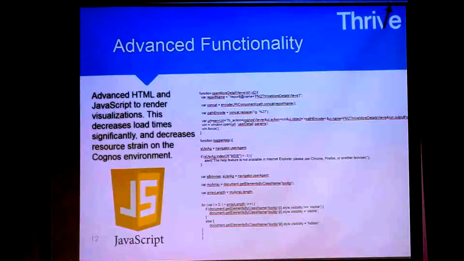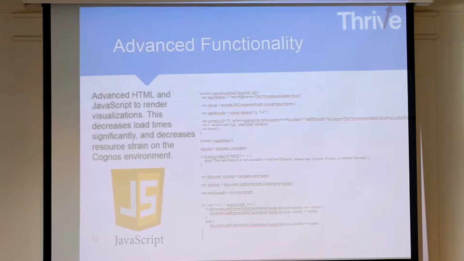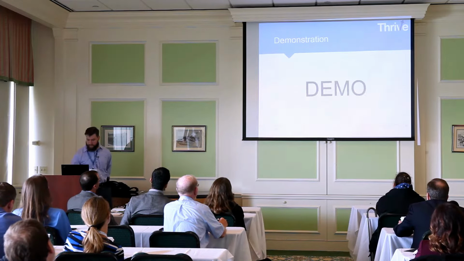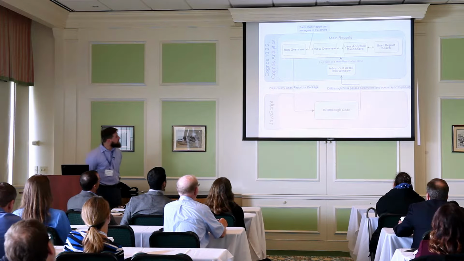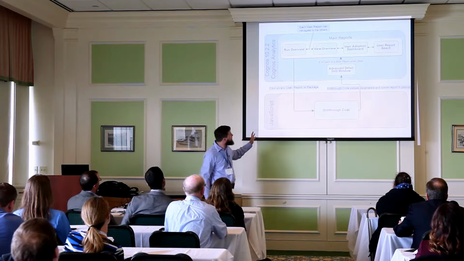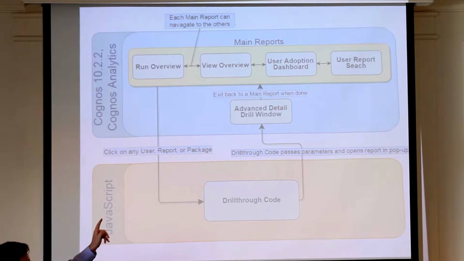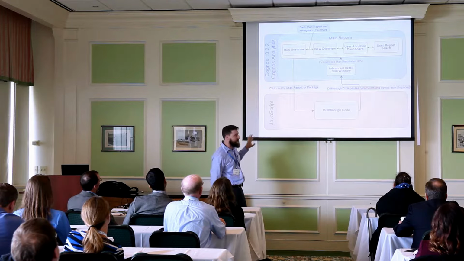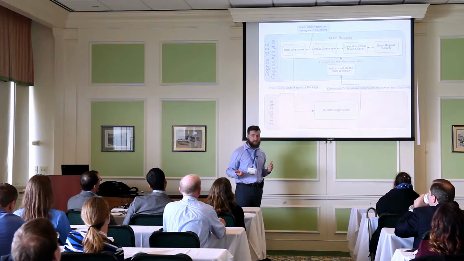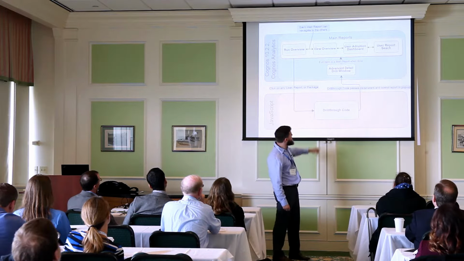So some of the advanced functionality. As I mentioned earlier, it uses advanced HTML and JavaScript. So what the JavaScript does is, this is kind of an overview of the system. So you have the main suite of reports, and then here's the JavaScript code. Anytime you see, in the run overview, view overview, user adoption dashboard, user report search, anytime you see an item of a user, a report, a package, or a user, you can click on that. It'll run the JavaScript code and bring up an advanced detail window.